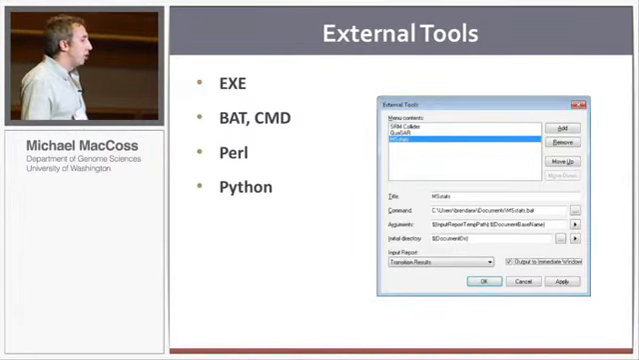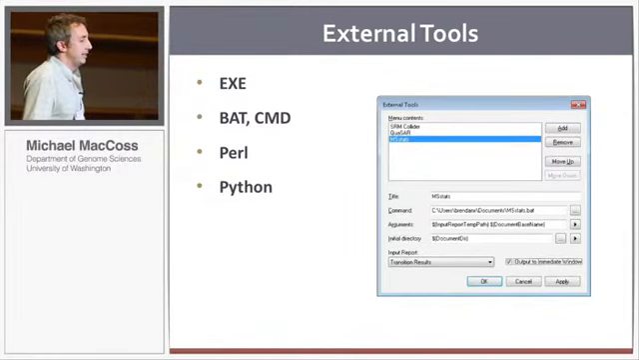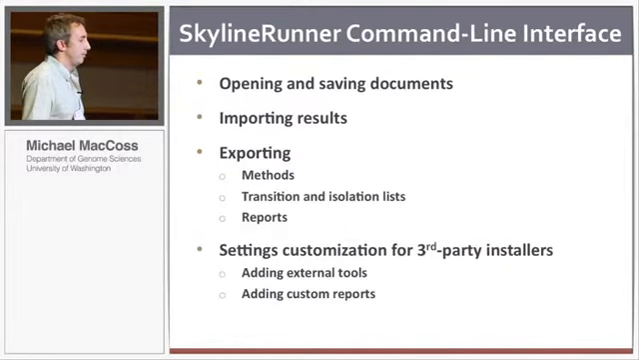We also could call any sort of exe program, batch file, command line, Perl, Python program from the command line. We've also done R scripts. You can pass arguments. You can set up a transition report that you can pass to any program. And again, this came out of a feature request from this Agilent collaboration.